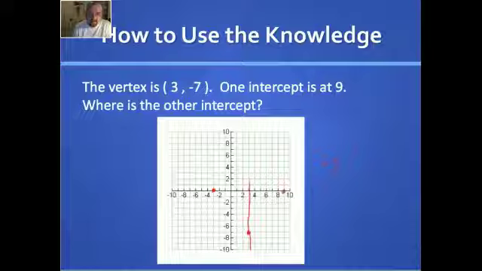Now hopefully, while you're watching this, you're realizing there's a quicker way to do that even than just graphing it. Our midpoint's at 3, one intercept is at 9, that's 6 away. All we have to do is subtract 6. 3 minus 6 gives us -3. So you can calculate it without actually having to graph this. So keep that in mind.